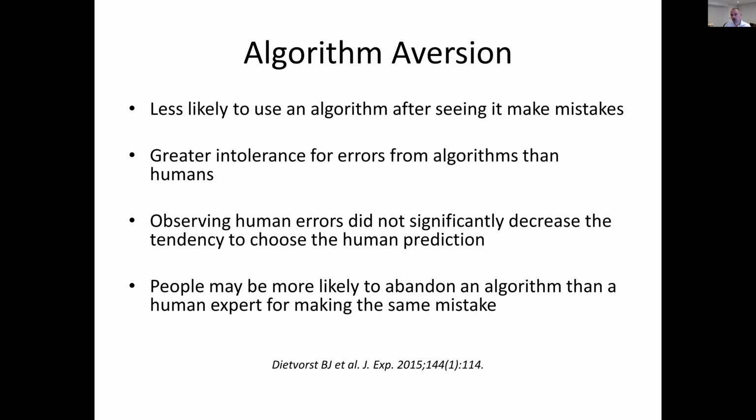And they had greater intolerance for errors made by the algorithm than humans. So the errors made by the algorithm tended to be small, whereas those by the humans were much larger. And nevertheless, observing a human error did not significantly decrease the tendency to choose human prediction. So there's likelihood that for some people, they're more likely to abandon an algorithm than a human expert for making the same mistake.